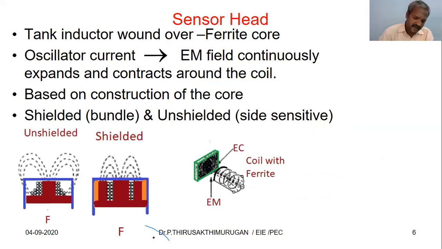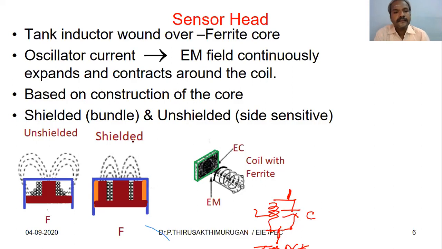The sensor head is basically a tank circuit. The oscillator is nothing but a tank circuit. So what is a tank circuit? One inductor and one capacitor. Together the inductor L and the capacitor form a tank circuit. This is the sensor head.